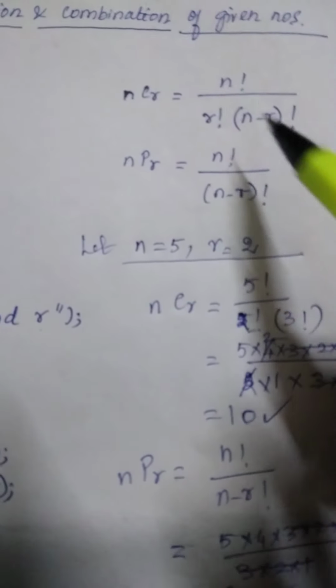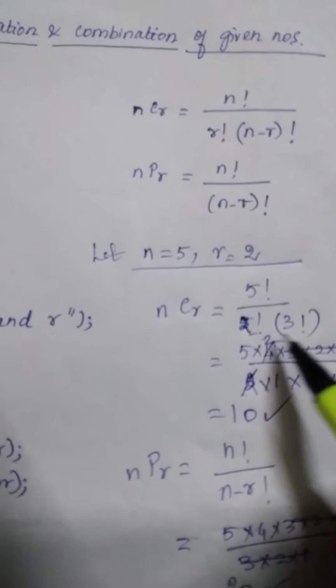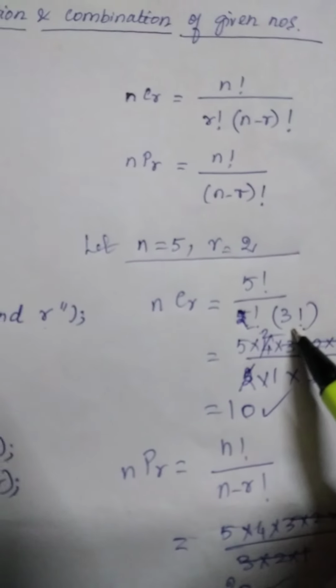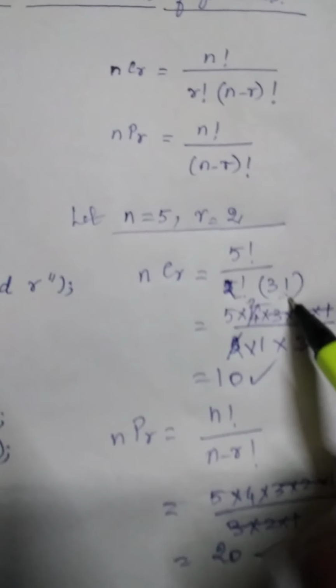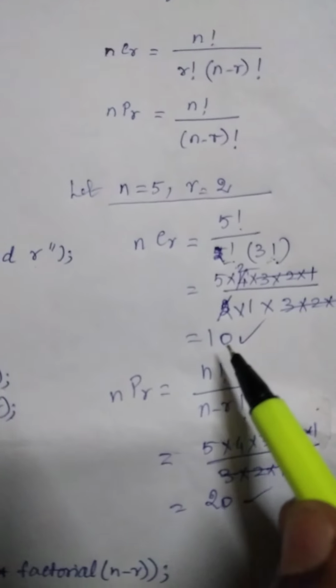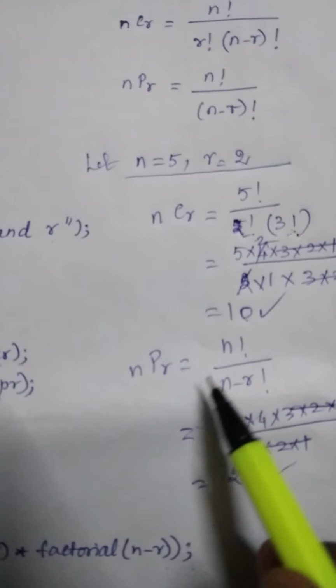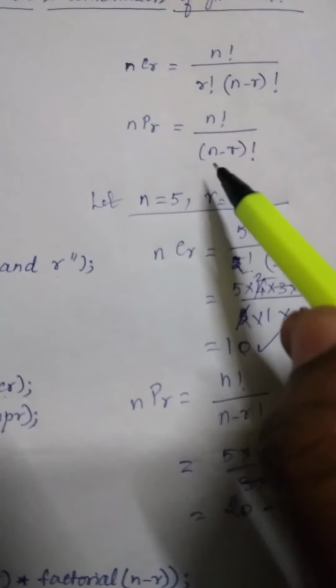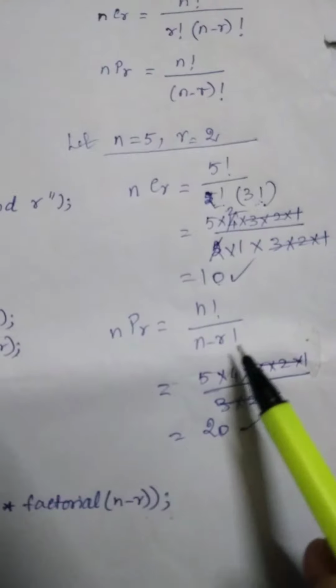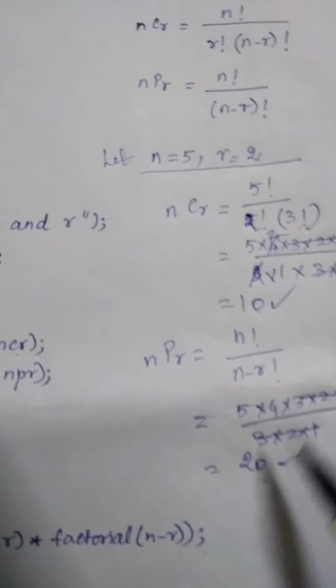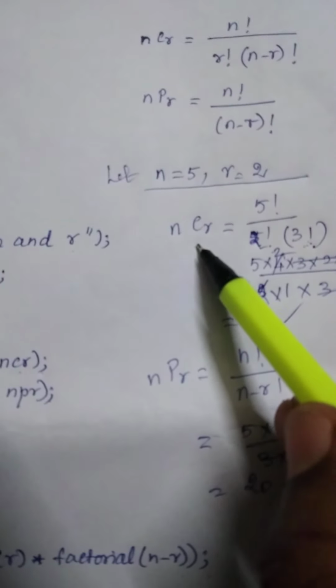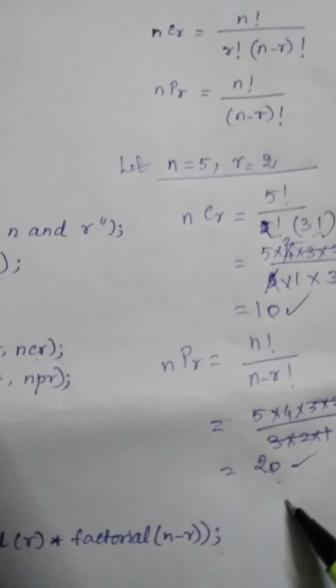NCR equals 5 factorial by 2 factorial into 3 factorial. This is 5 minus 2, that is 3 factorial. After simplifying, we will get 10. Similarly, NPR equals n factorial by n minus r factorial. After substituting, we will get 20. So, NCR equals 10 and NPR equals 20.